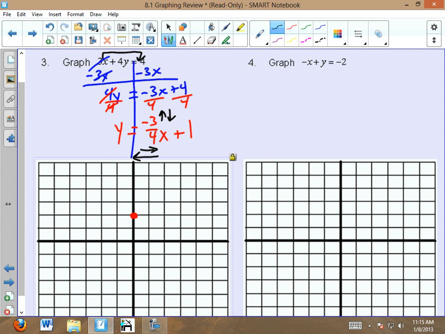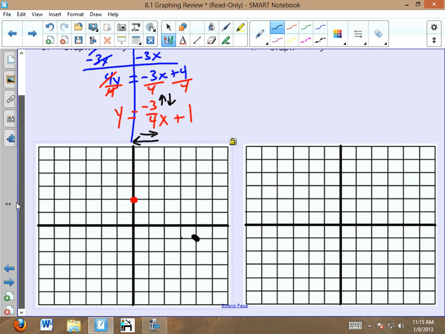Go down. How many? 1, 2, 3. And then I'm going to go over how many? And because it's positive, I'm going to go 4 to the right. Now, I cannot go down 3 and 4 to the right again, so what do I have to do? If I went down and to the right, I can go up and over to the left.